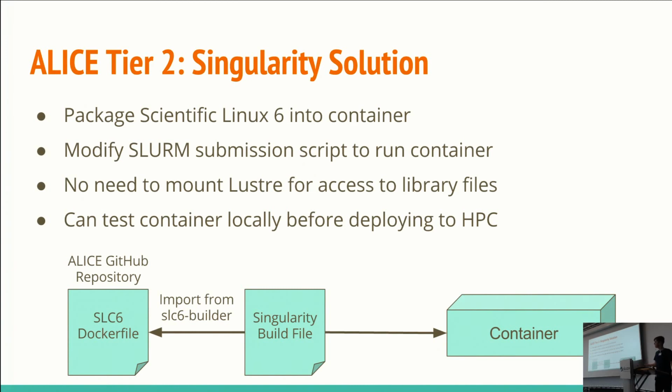So what we did is we found Singularity. So this was our Singularity solution. This actually solved basically all of the issues that we were having. First off, we just packaged Scientific Linux 6 into a container. So you can see down here, the Singularity build file will import the Scientific Linux 6 Docker container directly from upstream. The official ALICE repository provides rules for this Docker container. We modified our Slurm submission script to run the container that's built from the build file. We no longer needed to mount Lustre, so that cut off a dependency of ours because we now had the proper environment. And maybe most importantly, we were able to test this entire ecosystem locally before we deployed it onto the HPC.